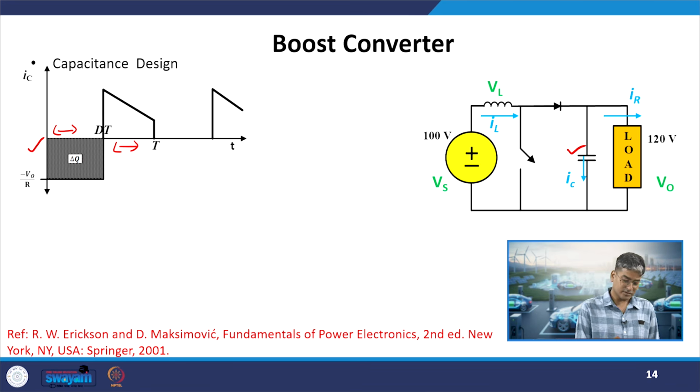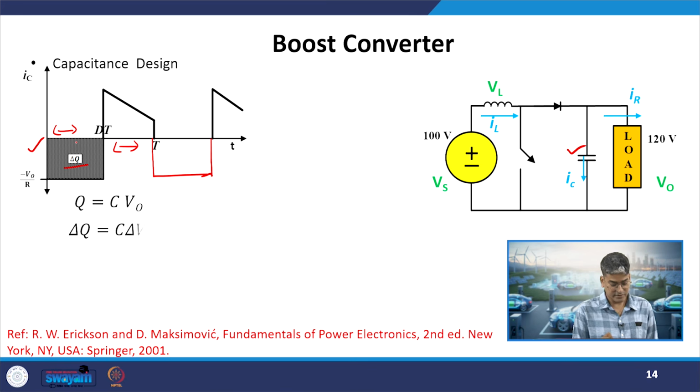So here it should be again like this. We are just concentrating on cycle 1. In this case, what will be the delta Q value? That is the area under this current graph. So delta Q is equal to C into delta V0. So delta Q is equal to V0 by R into dt.